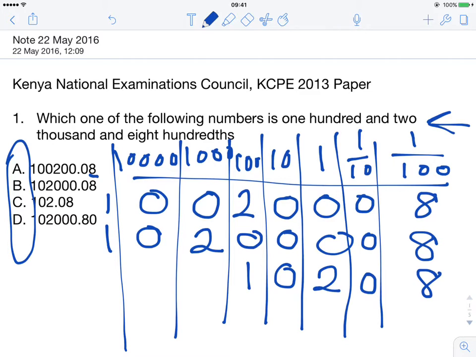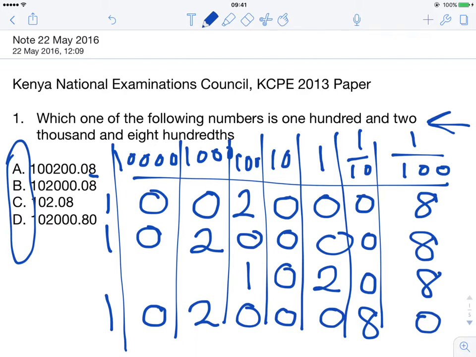So this next one, option D, has 0 hundredths, 8 tenths, 0 ones, 0 tens, 0 hundreds, 2 thousands, 0 10,000s, and 100,000. Okay, right, so we've looked at all the options and we've listed them according to each of the hundredths, tenths, ones, tens, hundreds, thousands, and so on. We've grouped them according to the different place values in the number. So let's look at the question and see what it's asking.